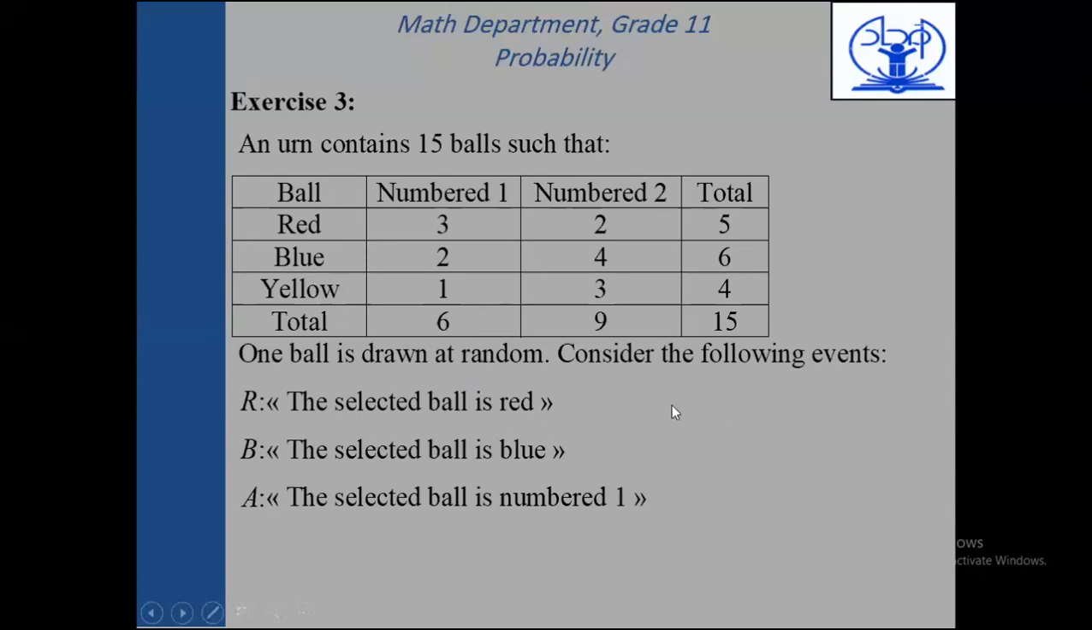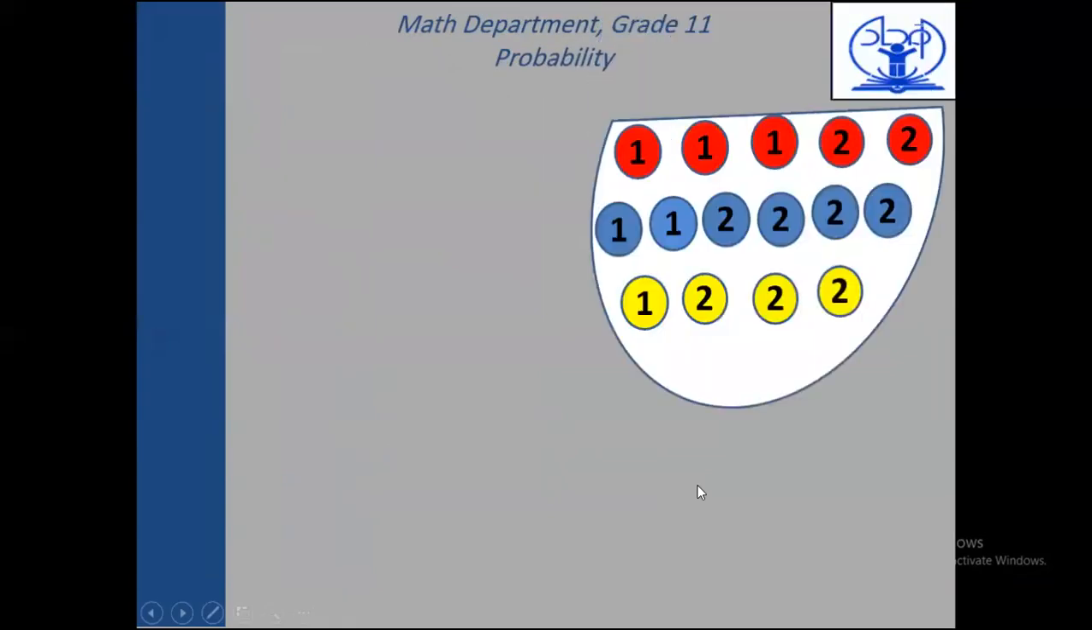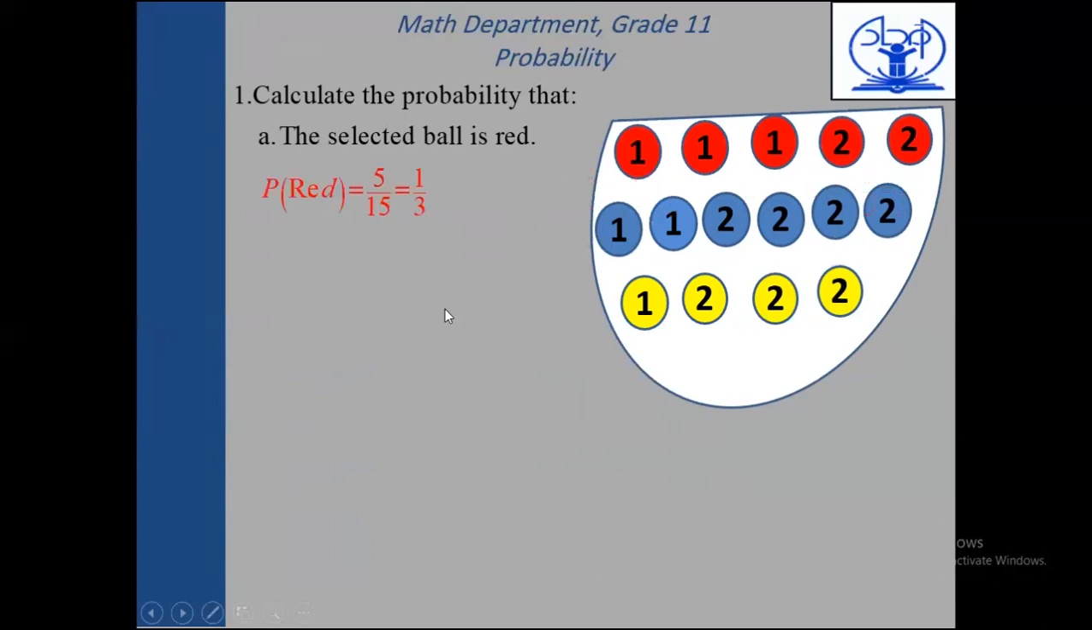Consider the following events. R, the selected ball is red. B, the selected ball is blue. A, the selected ball is numbered 1. So here you can see the balls, their colors, and their numbers. Calculate the probability that the selected ball is red. Simply, there are 5 red balls out of 15. That's 1/3.